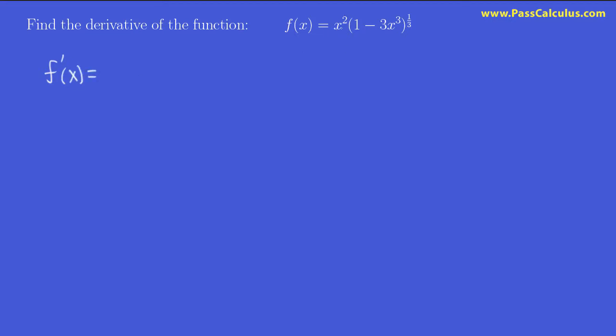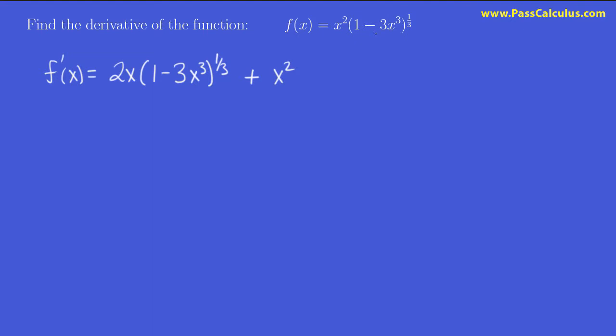I first do the derivative of this first factor. What's the derivative of x squared? Of course, it's 2x. Then I multiply by this factor left alone. Plus, now I leave this first factor alone, and I multiply by the derivative of this factor.